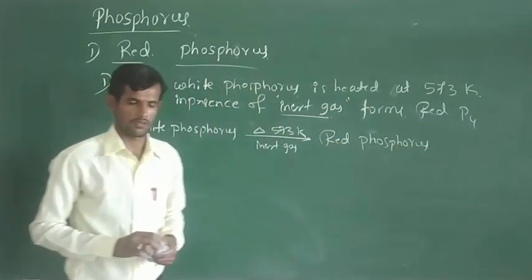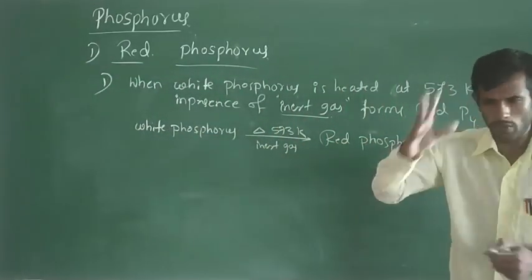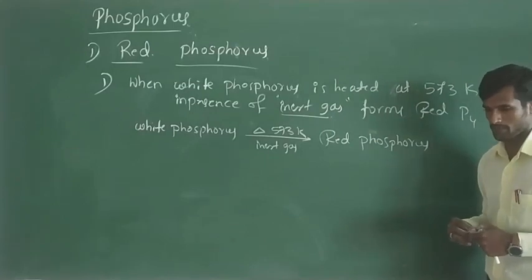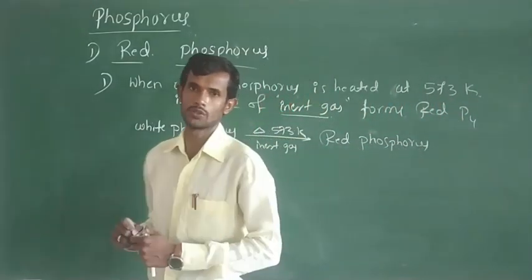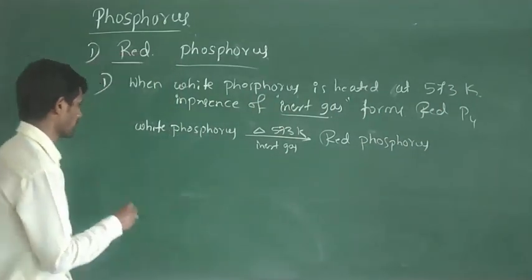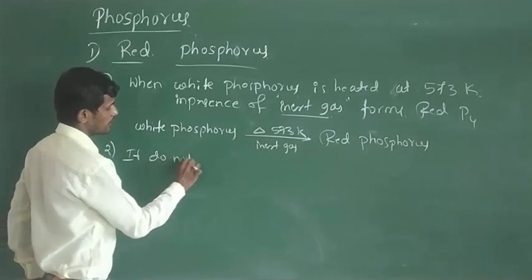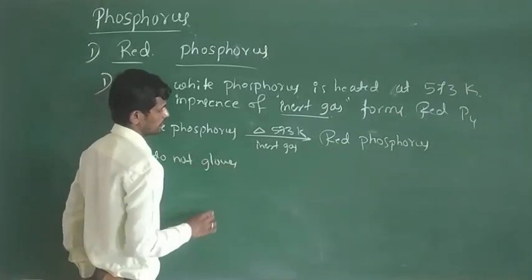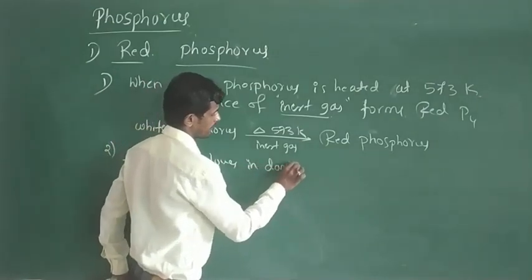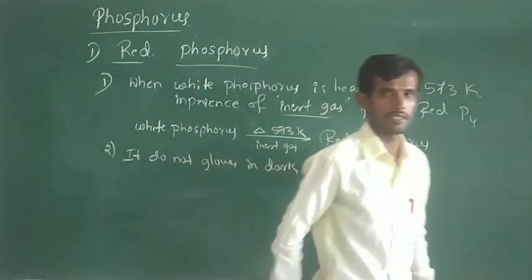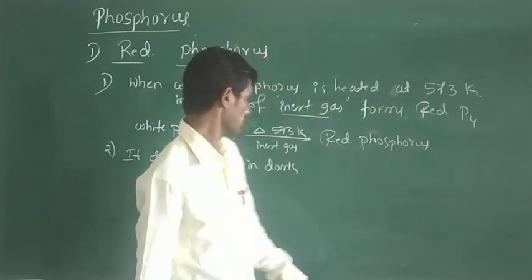It's red phosphorus. Students, when you compare white phosphorus and red phosphorus, it does not glow in the dark. Compare the points. It does not glow in the dark, but white phosphorus glows in the dark because of the oxidation process.